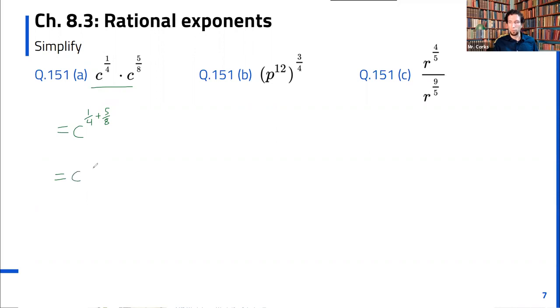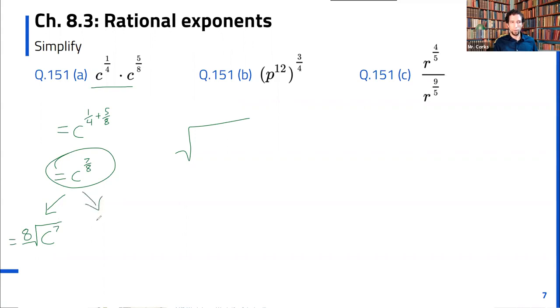One over 4 plus 5 over 8. I get C to the exponent of 7 over 8. So it's 2 over 8 plus 5 over 8, 7 over 8. Okay. If we have a fractional exponent like this, then how can I rewrite this using a root of some kind? 8th root of C to the 7. And where's the 7 going to go? On the inside or outside of the root? Inside. Inside, okay. So that's one way.